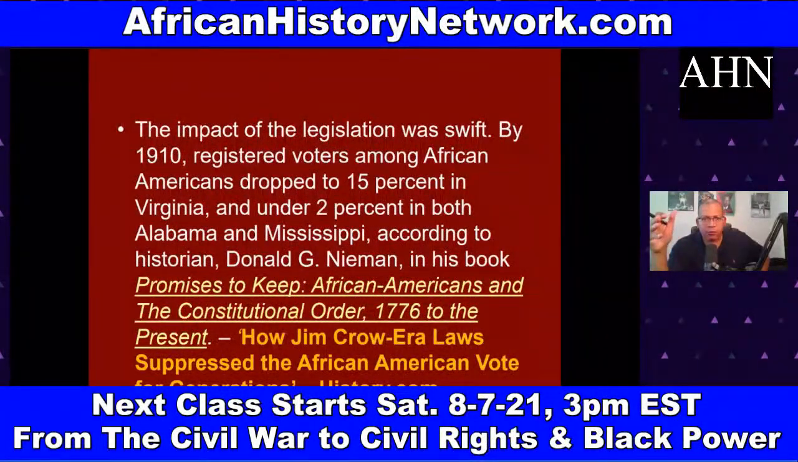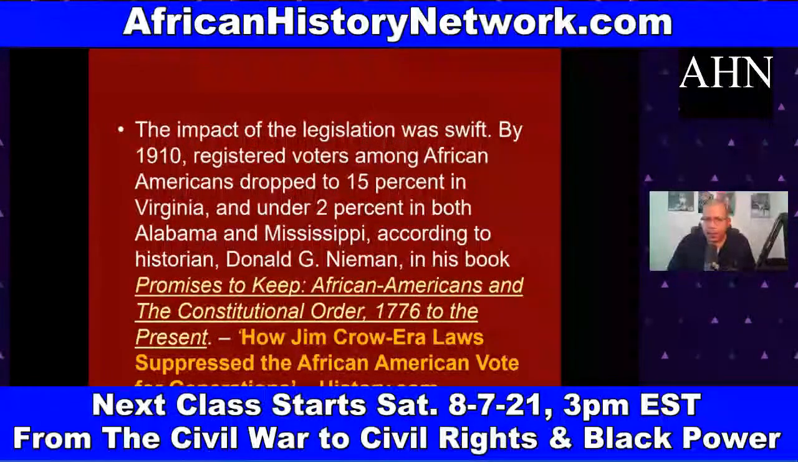So we're going to see immediate negative impact from this. By 1910, registered voters among African Americans dropped to 15% in Virginia and under 2% in both Alabama and Mississippi, according to historian Donald G. Nyman in his book Promises to Keep: African Americans and the Constitutional Order, 1776 to Present.